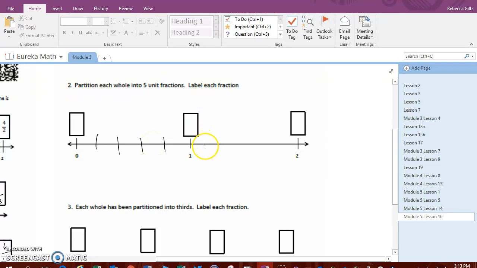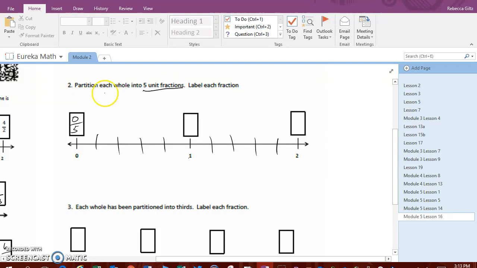I've got to label this one that way too, though. 1, 2, 3, 4. So each whole needs to have 5 sections, not the whole number line. Each whole. And from 0 to 1 is a whole. From 1 to 2 is a whole. So at 0, we're at 0 fifths, because it's 5 unit fractions.